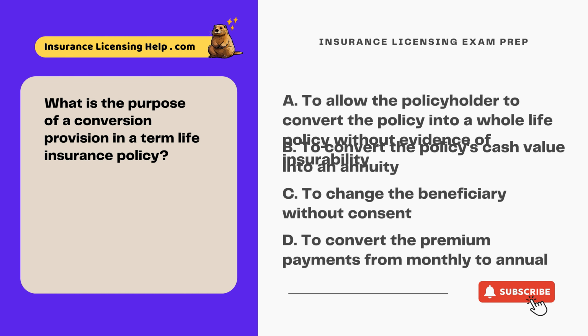What is the purpose of a conversion provision in a term life insurance policy? A. To allow the policyholder to convert the policy into a whole life policy without evidence of insurability. B. To convert the policy's cash value into an annuity. C. To change the beneficiary without consent. D. To convert the premium payments from monthly to annual.